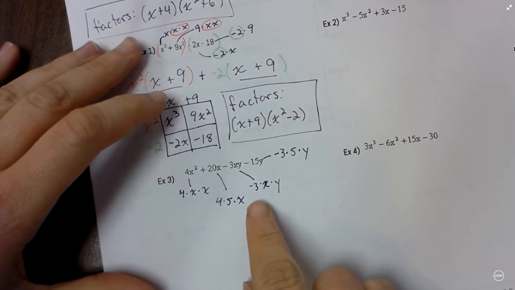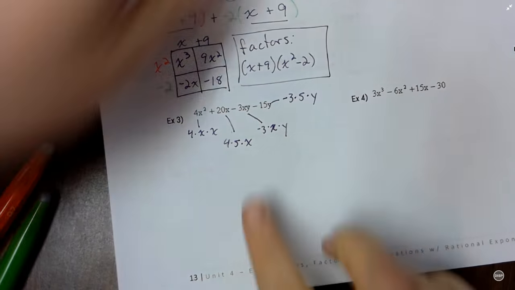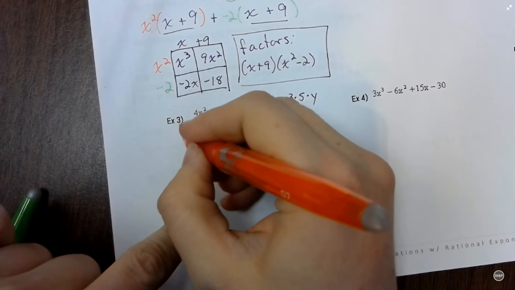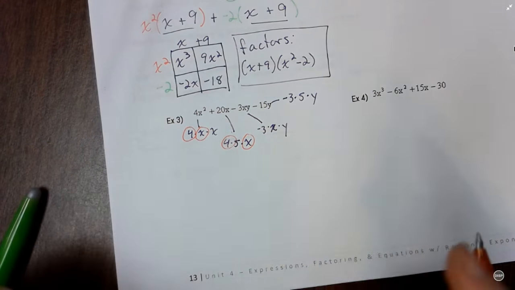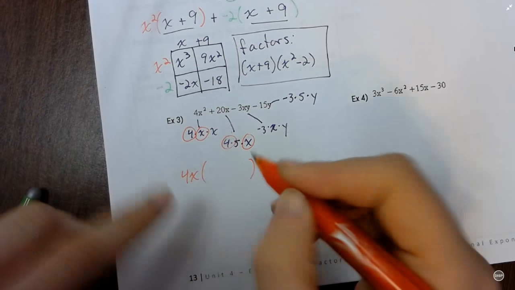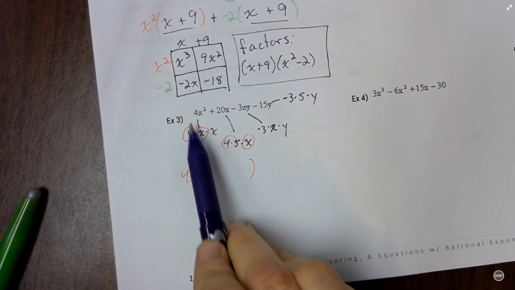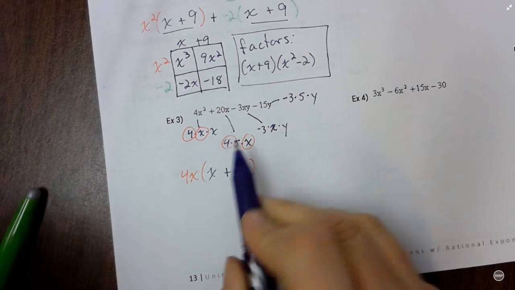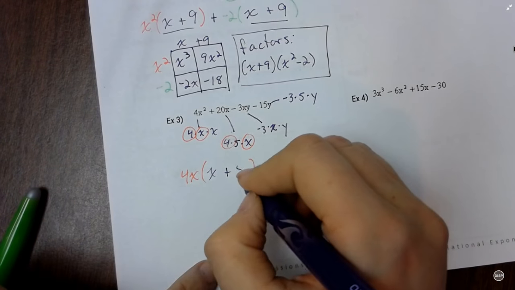So this one's a little bit harder just because there's a little bit more factoring that you have to do. But that's okay. So look at the first two. The first two both have a 4 and an x in common. So their common factor is 4x. So let's go ahead and factor that out. When I factor 4x out of 4x squared, I still have an x left. And when I factor 4x out of 4 times 5 times x, I still have a 5.